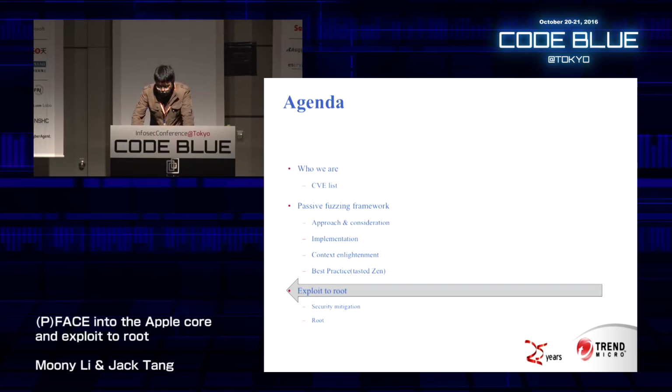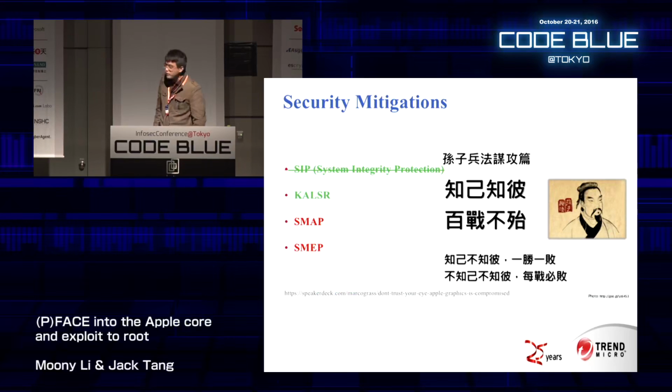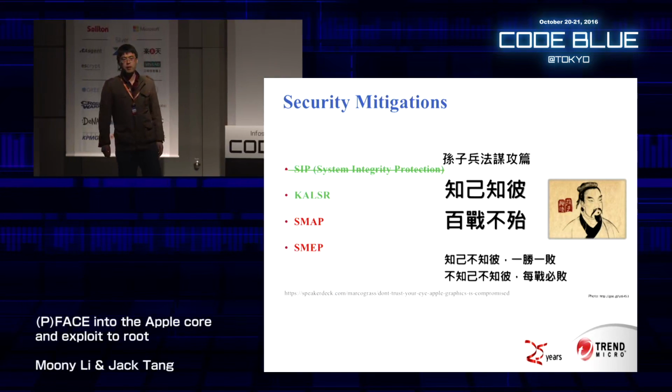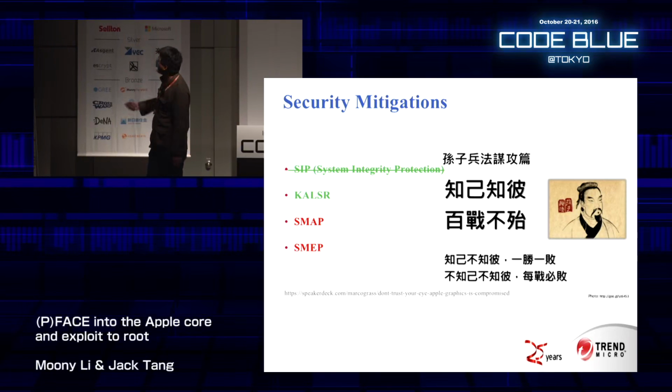Okay, in the last part we will introduce how we exploit the OS X machine with the vulnerabilities we have found. First of all, I will introduce some security mitigations introduced by the latest OS X versions: SIP, kernel address space layout randomization, supervisor mode access prevention, and supervisor mode execution prevention. These features are implemented in bits 20 and 21 of the CR4 register here.